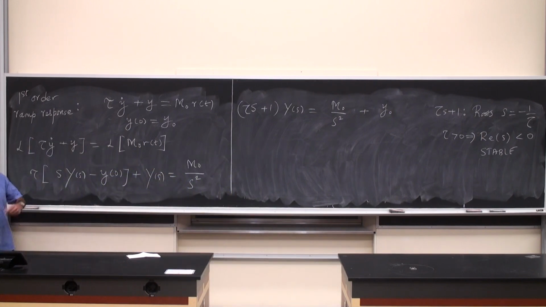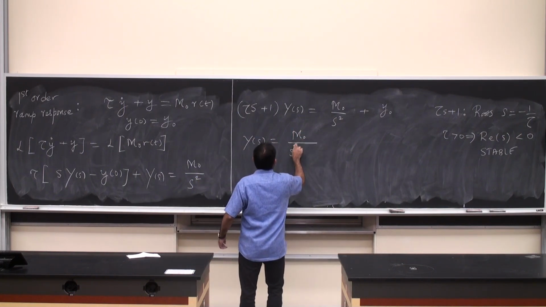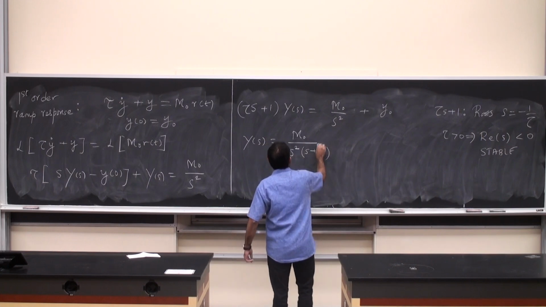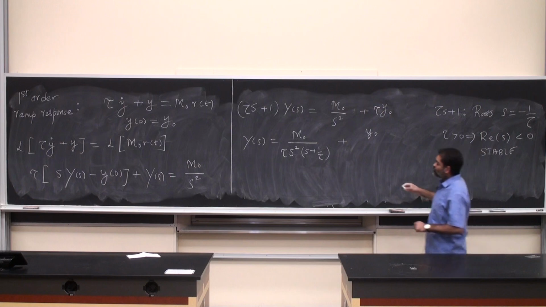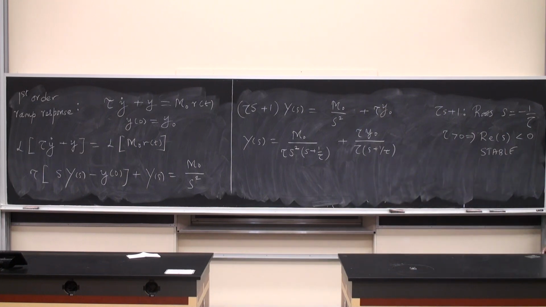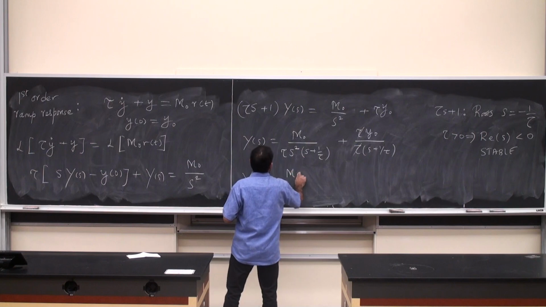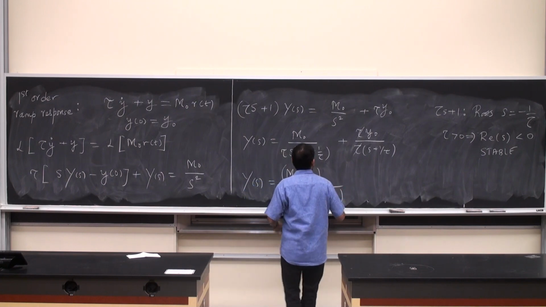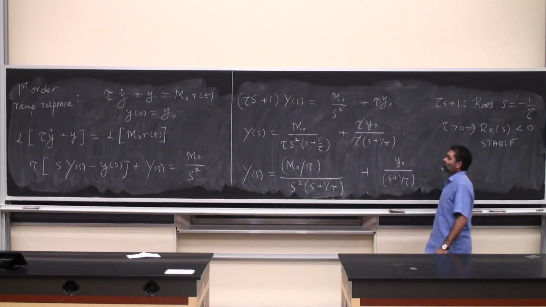And if I divide through by this characteristic polynomial on both sides, I get the following. Y(s) is m_0 / (s^2 (tau s + 1)) plus, I'm sorry, there is a tau that was missing there, that's tau times y_0, so this is tau y_0 by (tau s + 1). I took the tau as a common factor from the characteristic polynomial, which is why I write it in this form. Cancel these two. So Y(s) is m_0 by tau, s^2 (s + 1/tau), plus y_0 by (s + 1/tau).